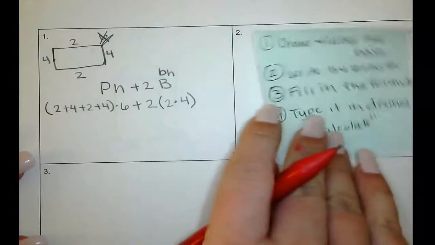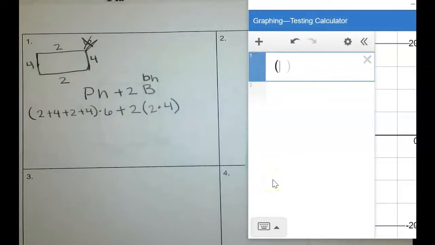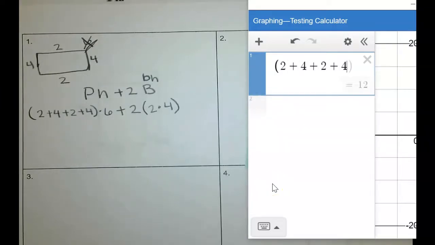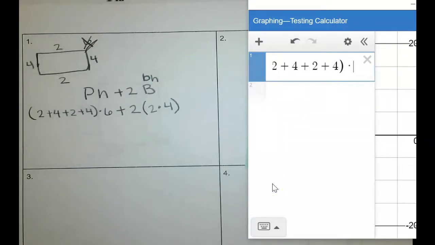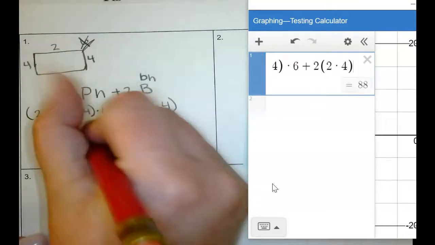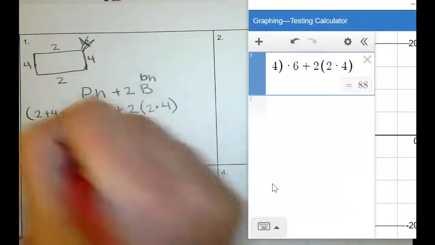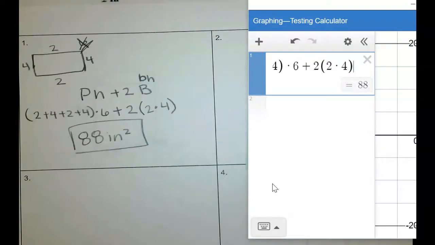Now that you've filled in your formula, you're going to type it in Desmos. So Desmos, open parentheses, 4 plus 2 plus 4, close, times 6 plus 2, open parentheses, 2 times 4. So your total surface area is 88, and it's inches squared. That's how you find total surface area of a rectangular prism.